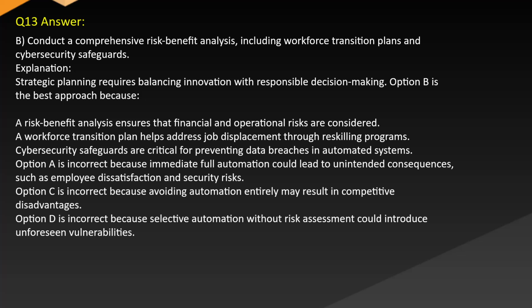Option A is incorrect because immediate full automation could lead to unintended consequences such as employee dissatisfaction and security risks. Option C is incorrect because avoiding automation entirely may result in competitive disadvantages. Option D is incorrect because selective automation without risk assessment could introduce unforeseen vulnerabilities.